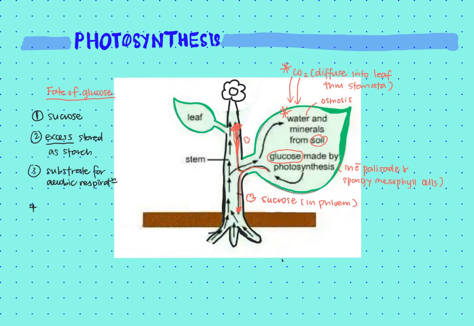Number 4, you can combine glucose with nitrates to form your amino acids, and these amino acids, remember, they become polypeptides. Polypeptides become proteins, and proteins are used to make new cells in the plant. Okay, there are some other fates of glucose which you need to cover, so I'll leave it to you. This is the main 4 that is actually easy for you to remember.